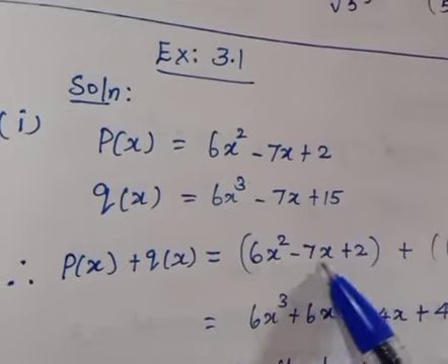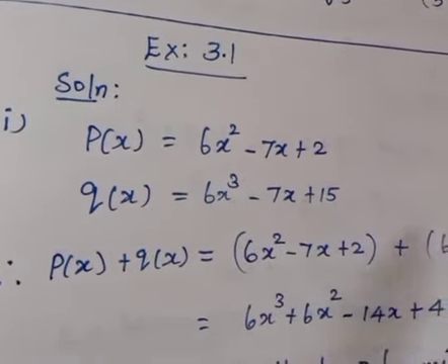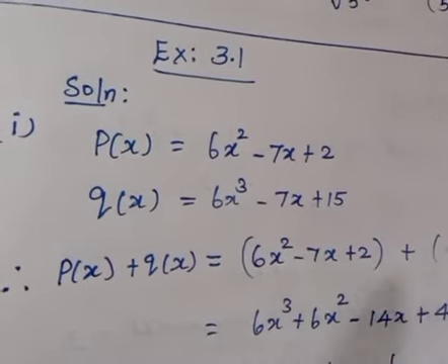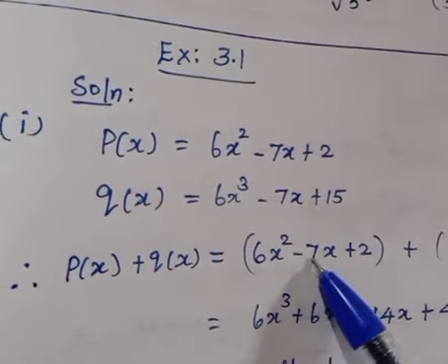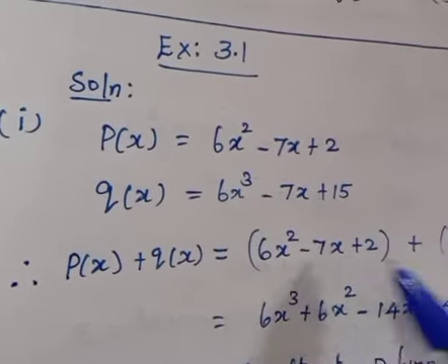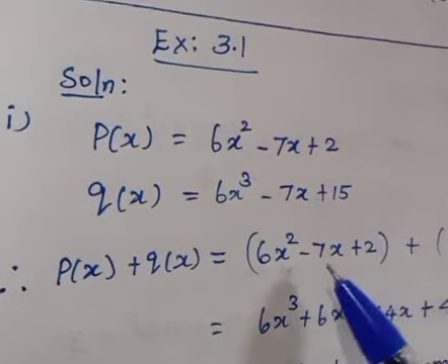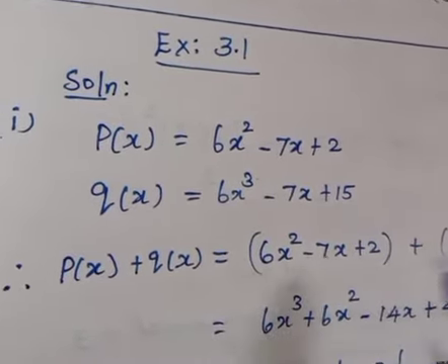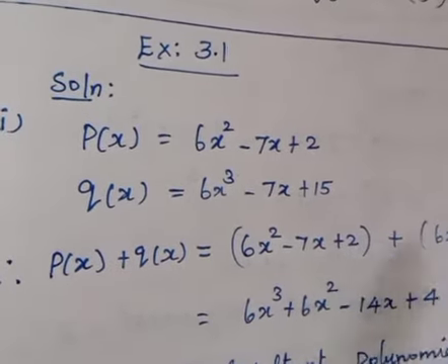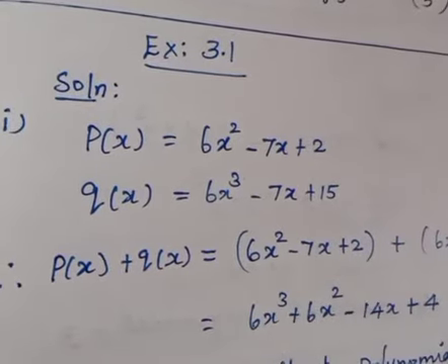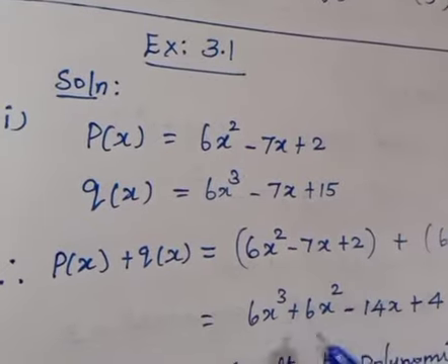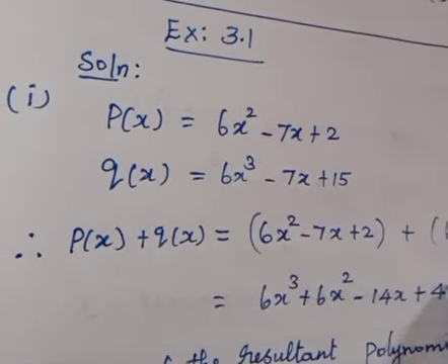Next, x terms, how many x terms are here? Minus 7x, minus 7x. That is the same sign, and you know well, for the same sign you have to add. Minus 7 plus minus 7, what do you get? Minus 14. Integer rules: same sign we have to add, and after adding, use the same sign. That is minus 14x. Then plus 2 plus 2, constants with the same sign, so add, that is 4. So the answer is 6x cube plus 6x square minus 14x plus 4.